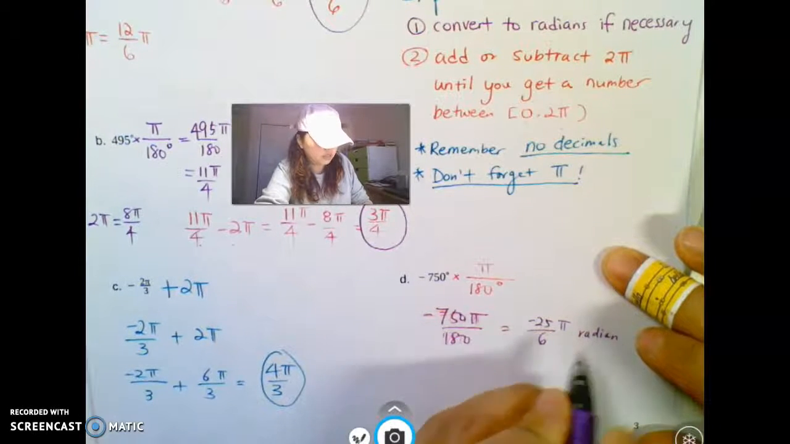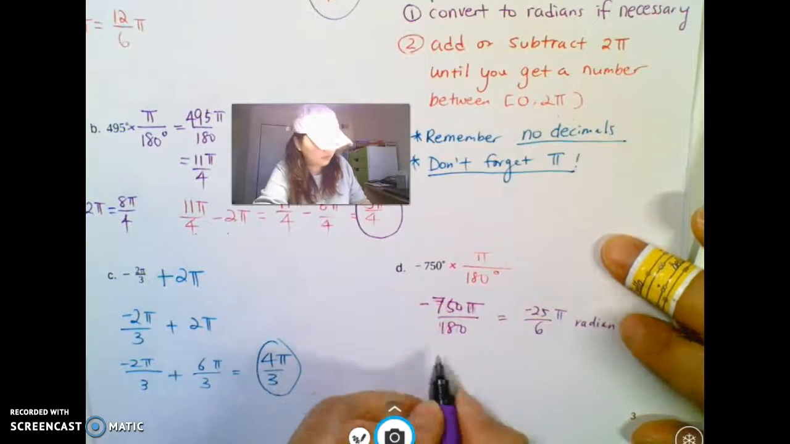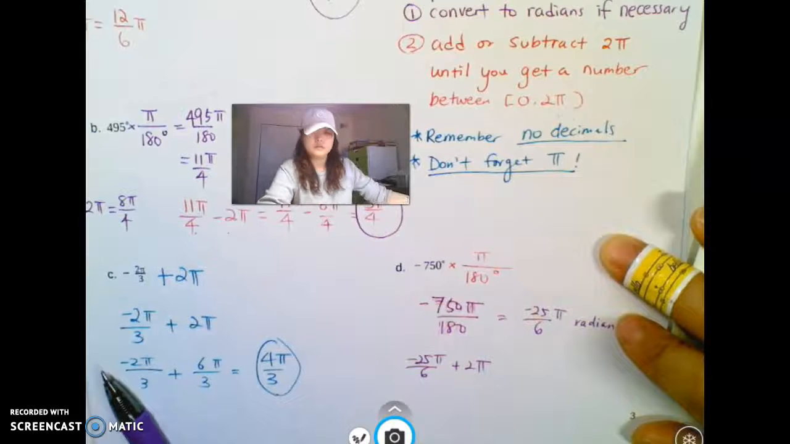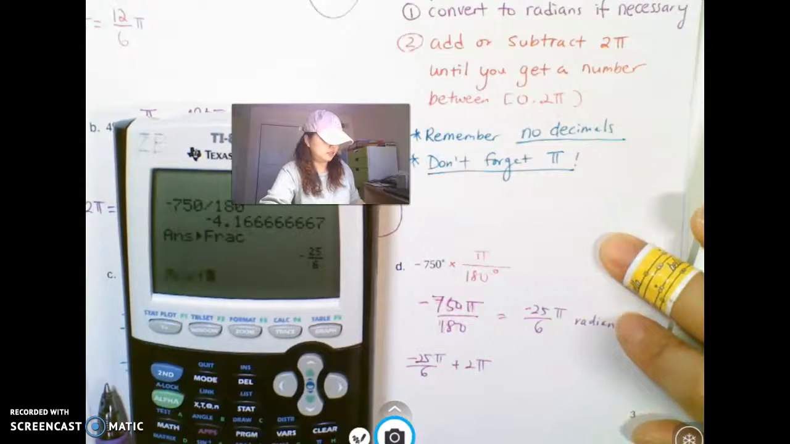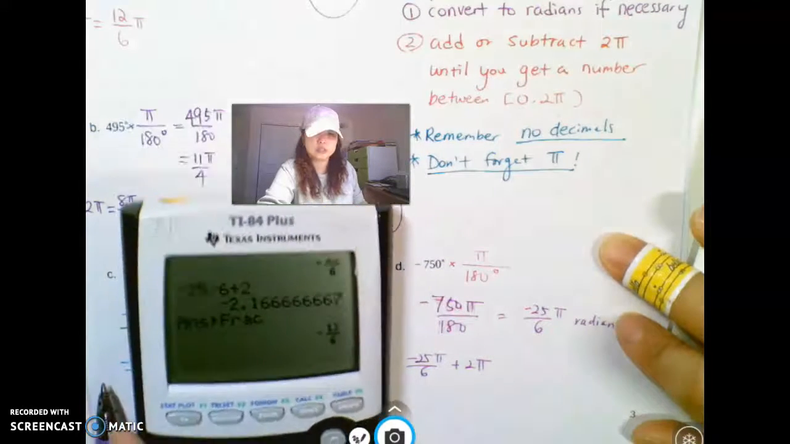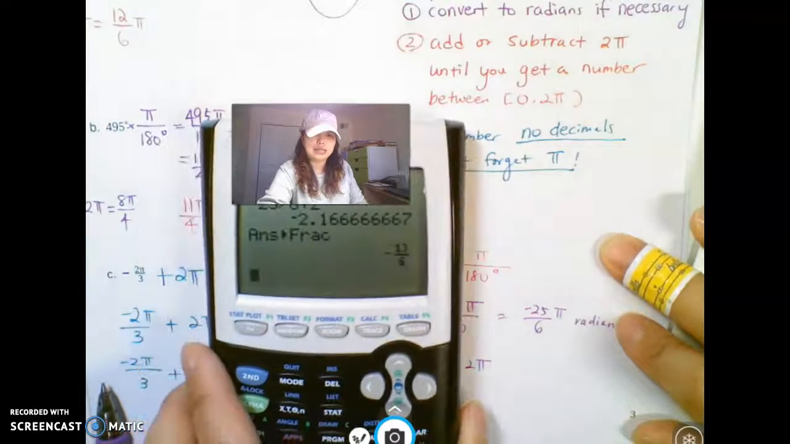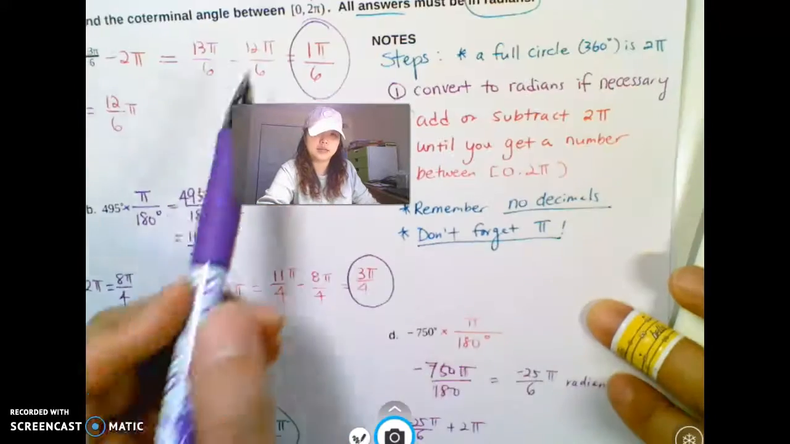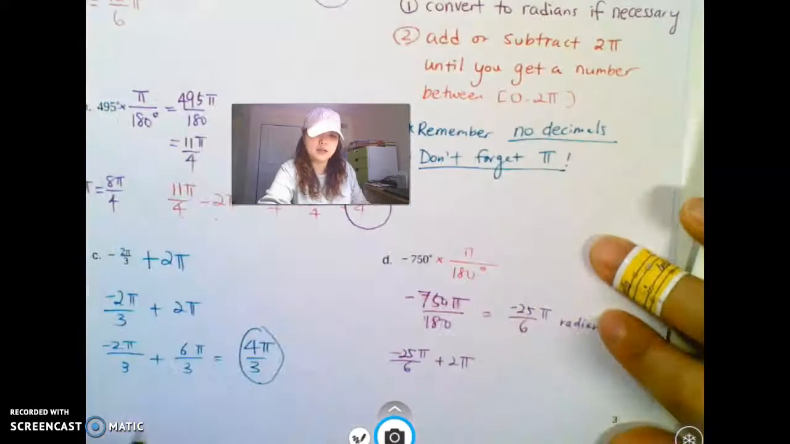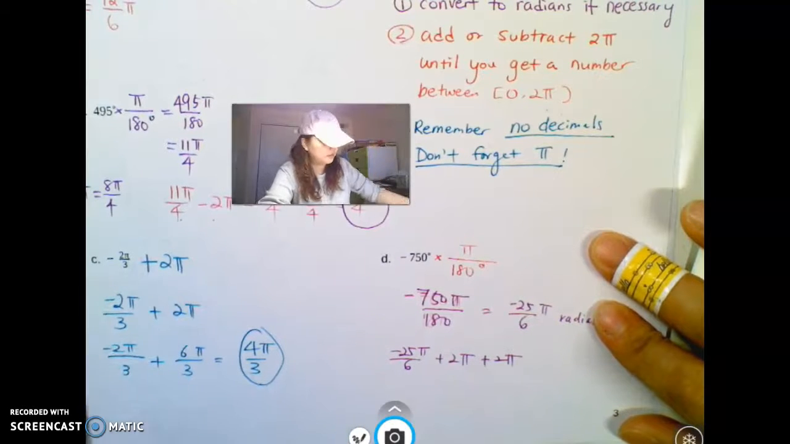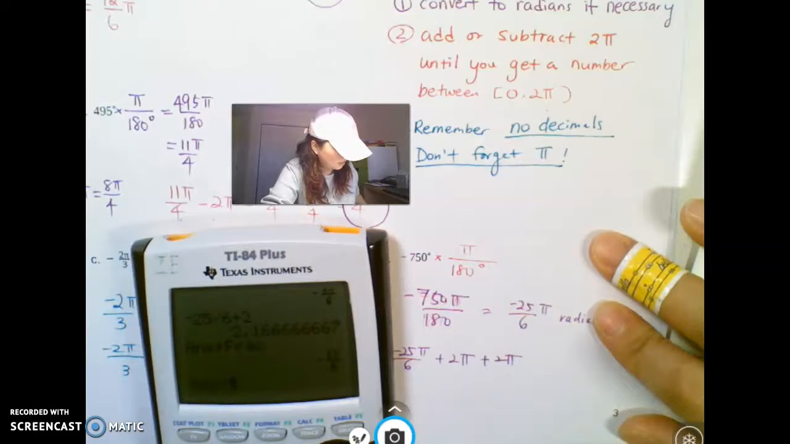Now, this was negative. This was too small. So now we have to add 2 pi to it. I'm going to just add 2, or negative 25 over 6 plus 2, and then convert to fraction. I got negative 13 over 6 pi. Wow, that is still negative. Do you see? When it's still negative, you're still not between 0 and 2 pi. Remember, we have to find something from 0 to 2 pi. So if that's still too small, you have to add another whole circle around. So now I'm going to add another 2 to it.